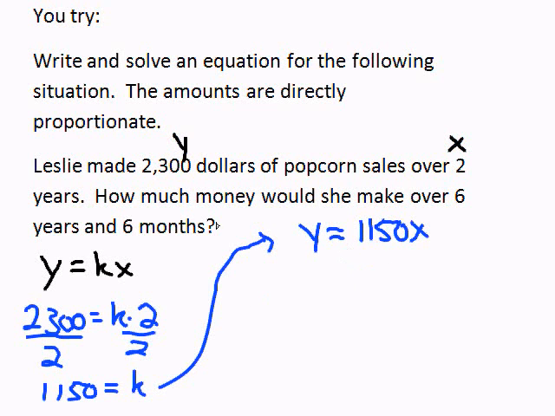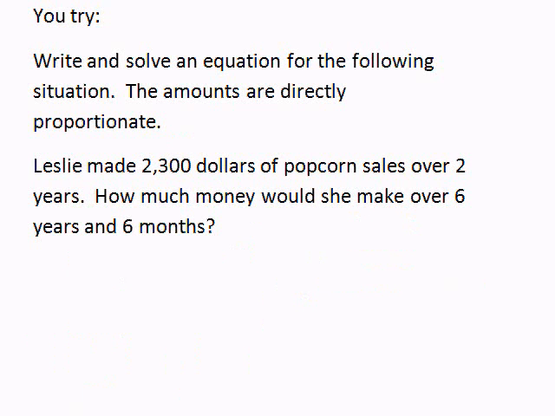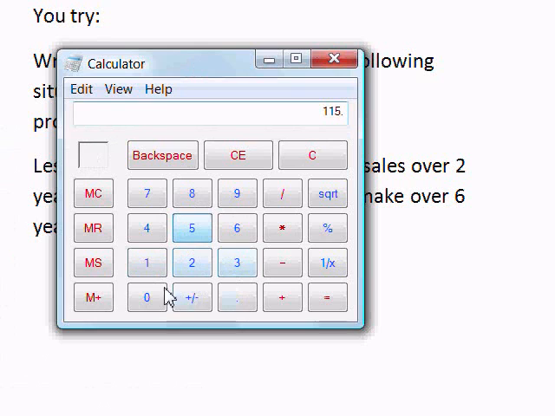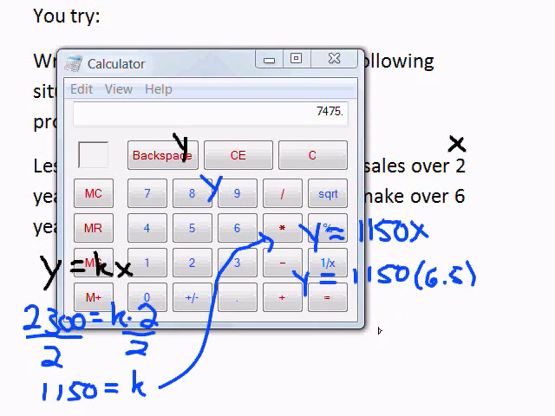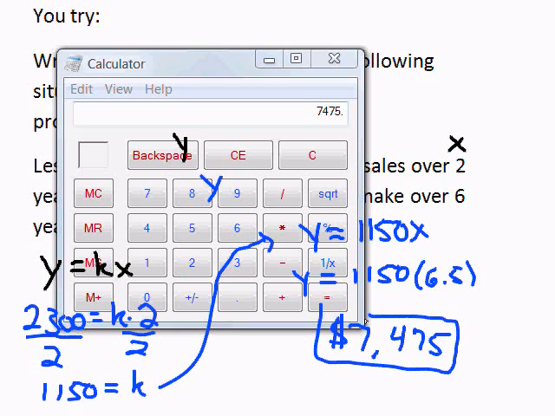To finish solving the problem, we're asked how much money, again money stands for y, would she make over 6 years and 6 months. We do not know y, but we know that y is equal to 1,150 times 6 years and 6 months would be 6.5. 1,150 times 6.5. We're going to go ahead and use the calculator. 1,150 times 6.5 equals $7,475. And that's the amount of money she earned over 6 years and 6 months.